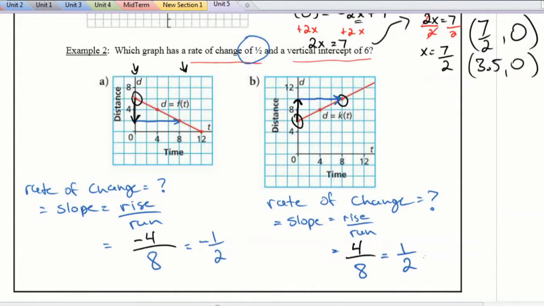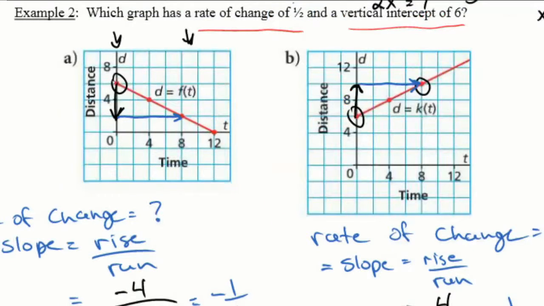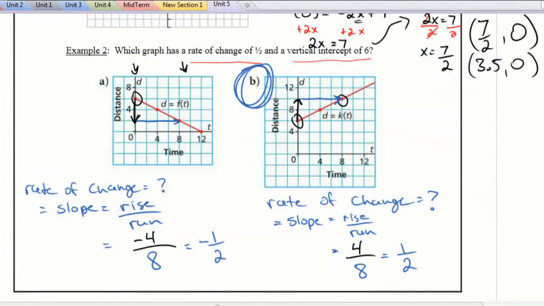So kind of referring back to the question, it says one of these graphs has a rate of change of 1/2 and a vertical intercept of 6. So they both had that same vertical intercept of 6, but the second graph, graph B, had the rate of change of 1/2. So when it asks which one has it, which doesn't, definitely talking about B.